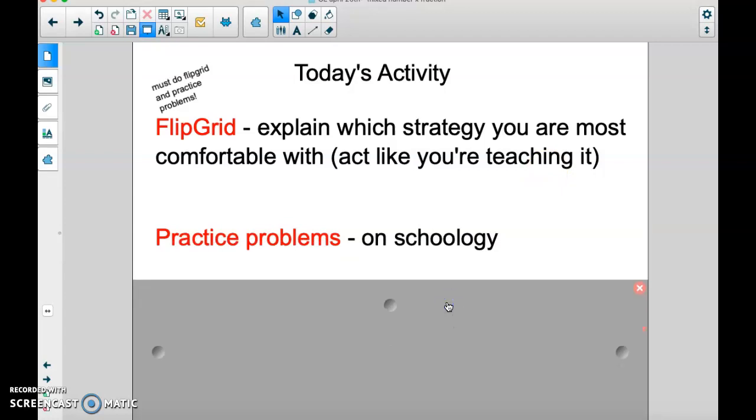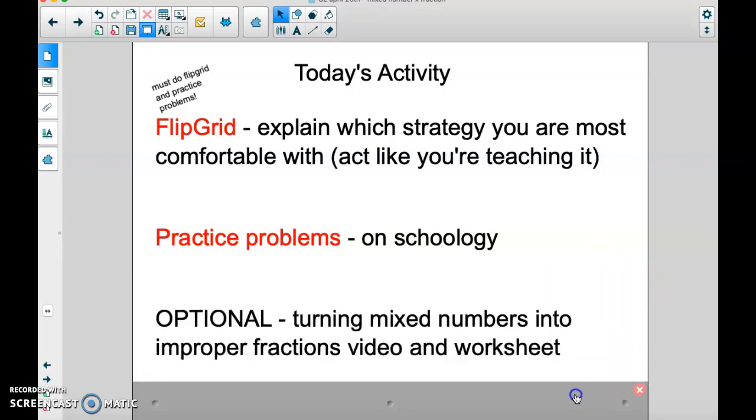Second thing you also have to do, there's 5 practice problems, okay? Do them, submit them on Schoology. So there's 2 things, guys, you have to do today, okay? Not one of them, but both of them. And then something optional for you to do today is, if you need help with turning mixed numbers into improper fractions, watch that video and do those extra problems as well. Get good at it, okay?